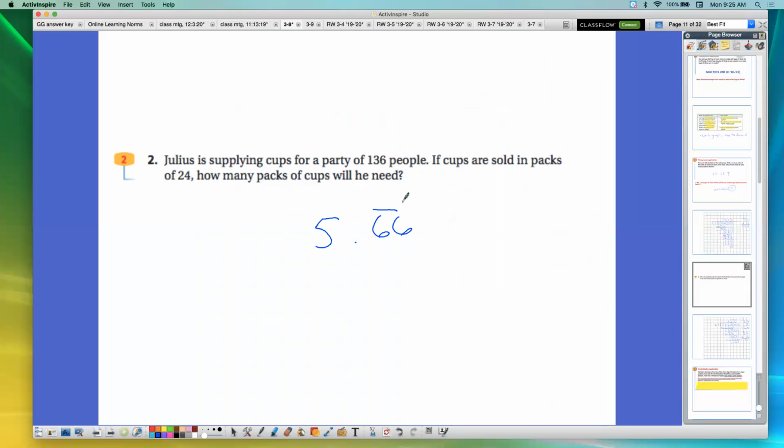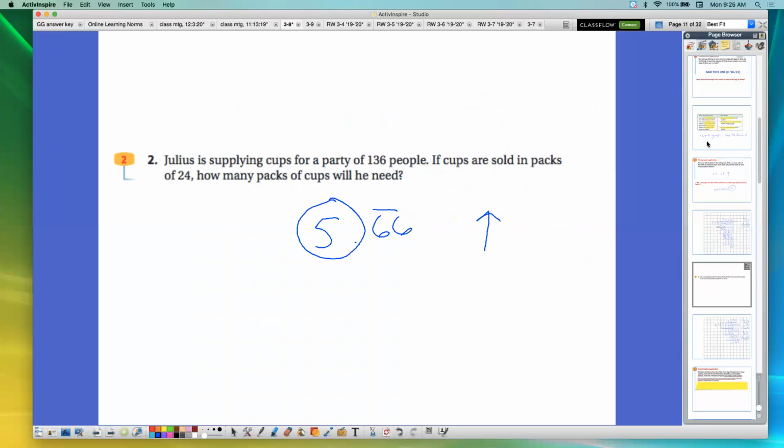5.66. Is that really what you're going to buy? Because we can't buy parts of a package. So it says if cups are sold in packs of 24, how many packs of cups will you need? Is 5 packs going to be enough? You can unmute yourself and answer. Is 5 packs going to be enough? No. No. No. We're going to have to round up.